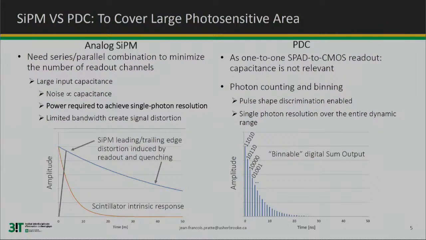Another major advantage: if you look at the bottom left plot, with the analog SiPM, due to that large input capacitance from series and parallel combinations, you end up slewing the input signal, the rising edge of the scintillating signal. If the orange line were the scintillating response, you would be slewing the rising edge and also the decay, so you basically lose the shape. If you want to do pulse shape discrimination, for instance nuclear recoil versus electron recoil, or in neutron imaging, gamma versus neutron, with the digital SiPM you can just bin and count this scintillation light, and then pulse shape discrimination becomes trivial with digital signal processing.